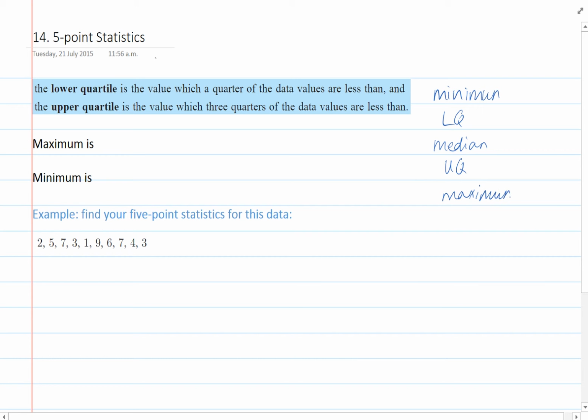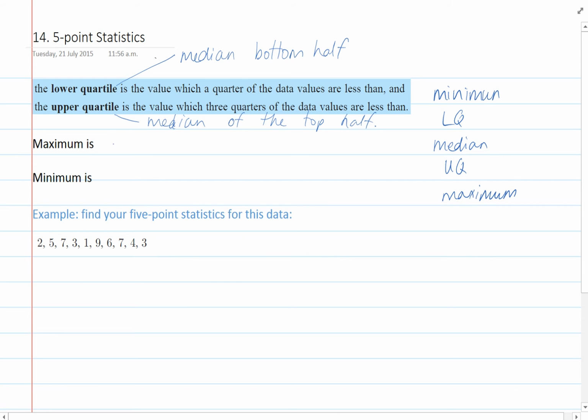value as well. For the lower and upper quartile, I've put a definition here. The lower quartile is the value where a quarter of the data is less than that. Another way of thinking about it is it's the median of the bottom half. Likewise, the upper quartile is the median of the top half of the data, and we'll look at that in an example in a second.